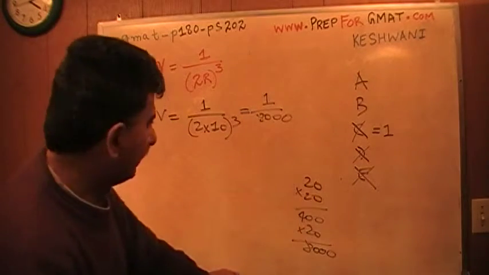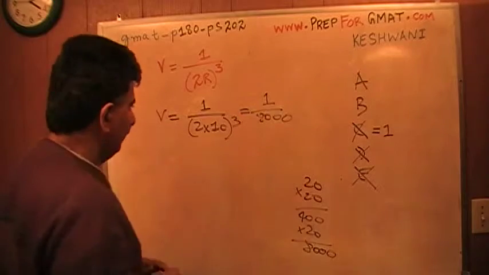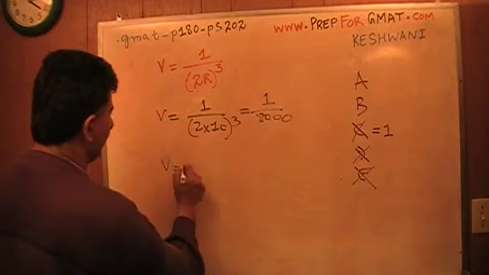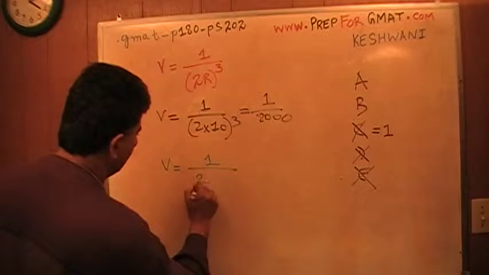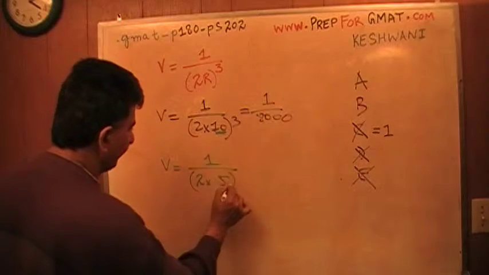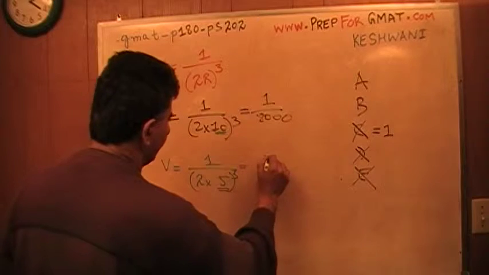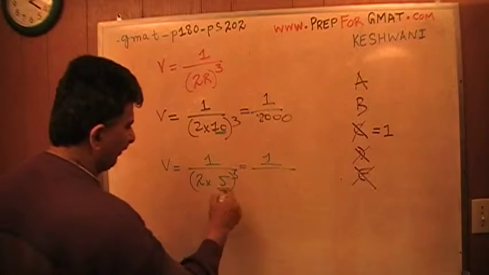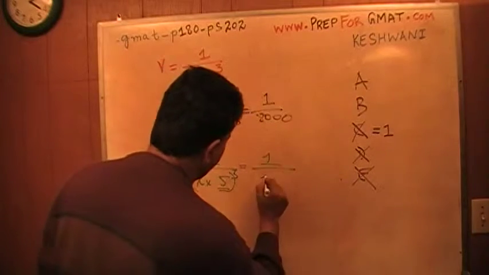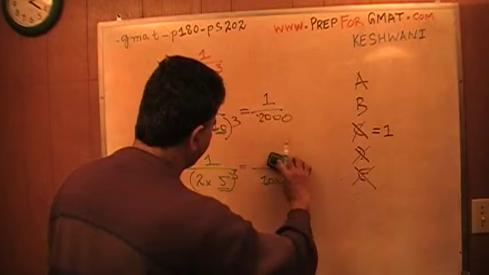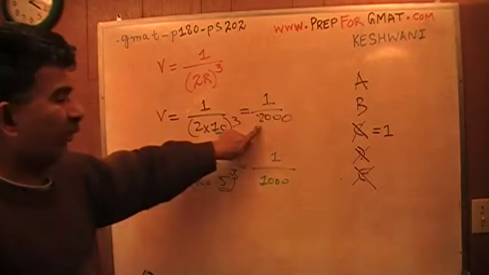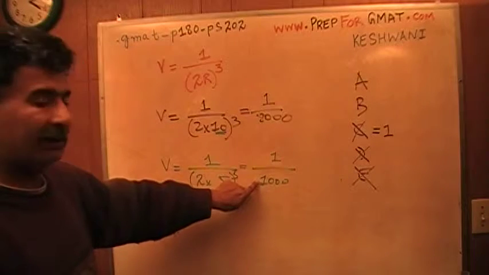Let's see what happens to the value of v when I cut down the value of r in half. 1 over 2 times 5. You see, instead of 10, I have 5 now. Let's see what happens. So I'm going to have 1 over 2 times 5 is 10, so it's 10 cubed, and 10 cubed is 1,000. So I went from 1 over 8,000 to 1 over 1,000.